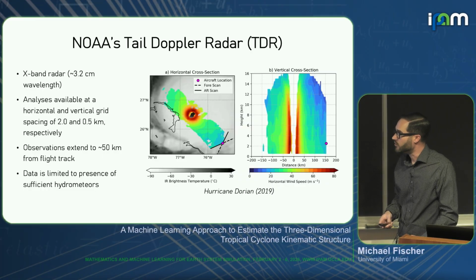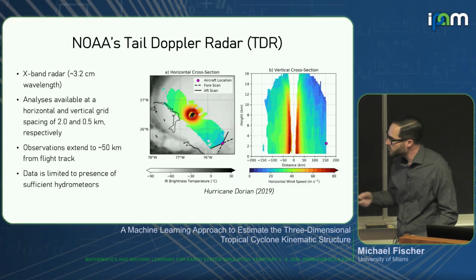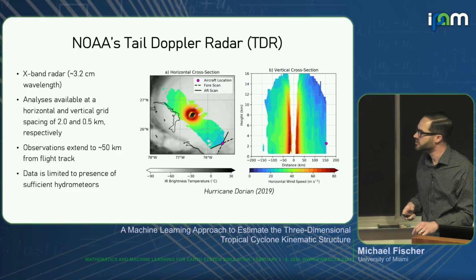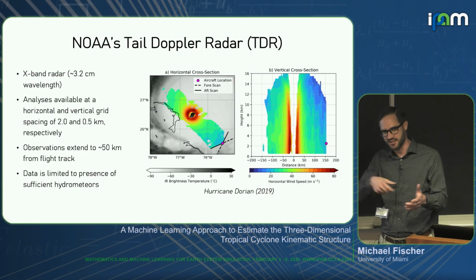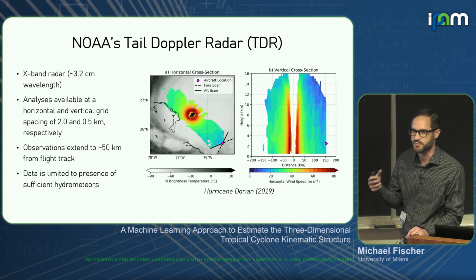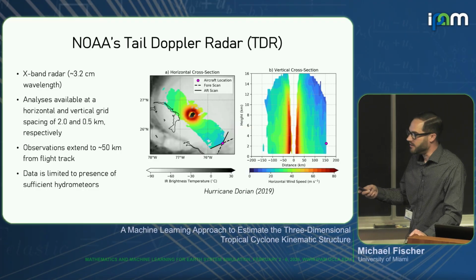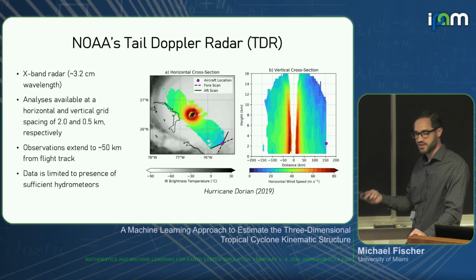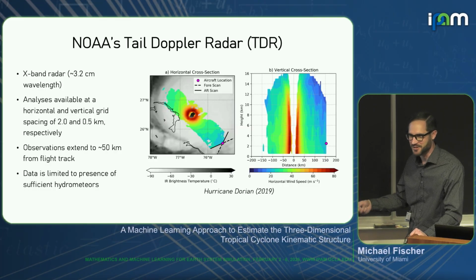And the right is a vertical cross section taken along the flight track. You can see we get observations out to 50 kilometers on either side of the flight track. We're not totally resolving the vortex structure, but they remedy this by taking different angles through the center of the storm to try and maximize data coverage. And we get observations throughout basically the entirety of the troposphere. But data is limited to having sufficient hydrometeors. We're not getting observations where there are no hydrometeors present. Luckily, hurricanes tend to have a lot of rain, so that works out well.